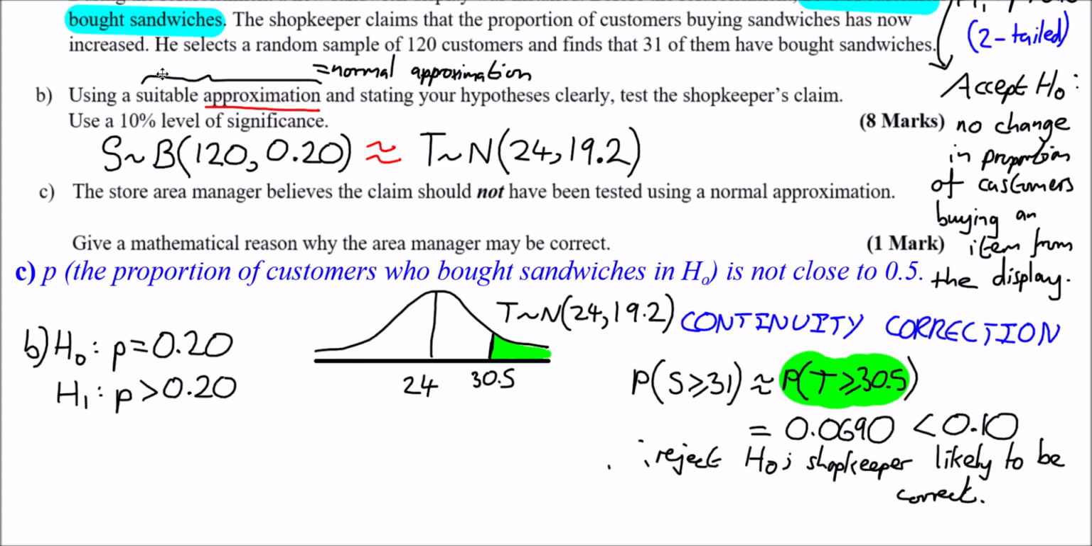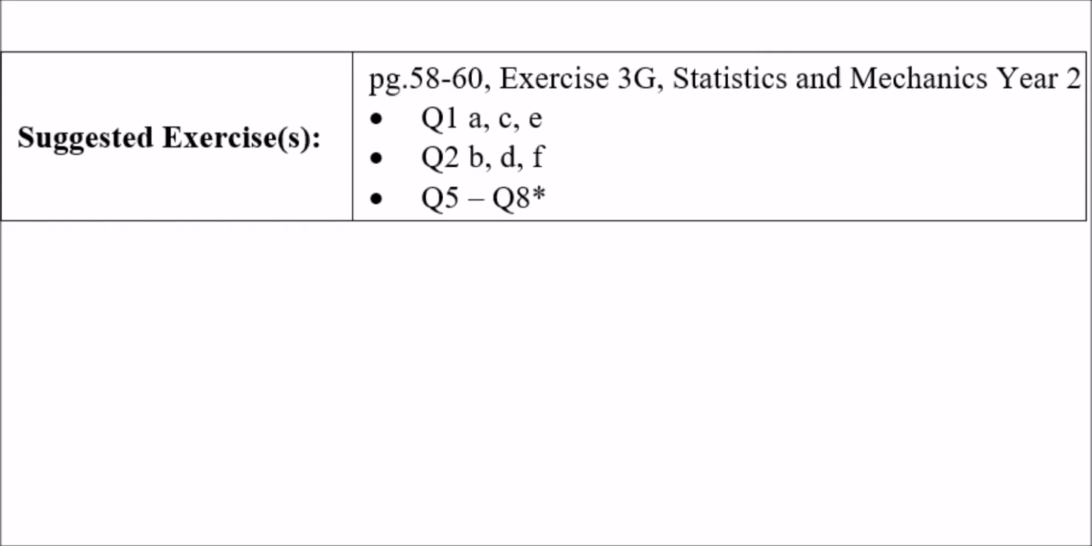Now you need to try some of these on your own. So if you turn to page 58, exercise 3G, and try these question parts. So 1, ACE, 2, that should say ACE as well. Question 5, 6, 7 and 8, and let me know how you get on.